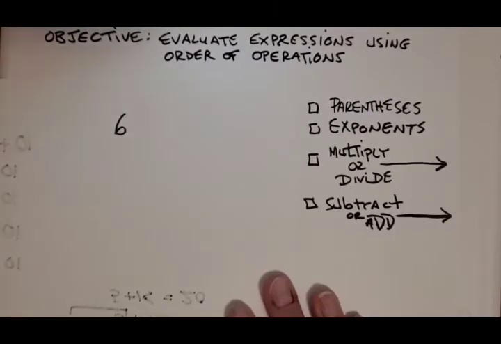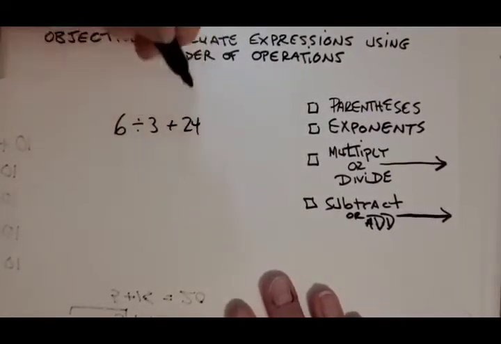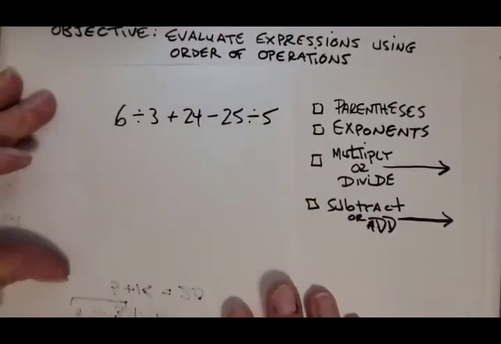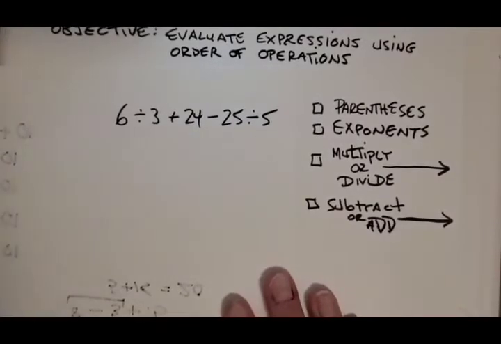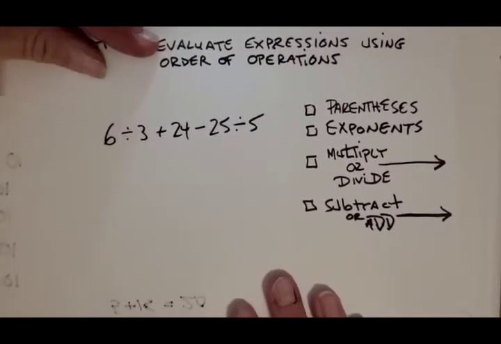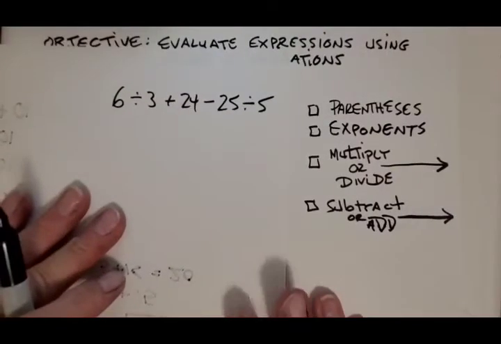Good. So 6 divided by 3 plus 24 minus 25. All right. Now again, you cannot do these in your head. It's best for you to write them out. Write every single step. Okay? Even if you think you can do it in your head, don't. Write it out. Alright, here we go. You do it.